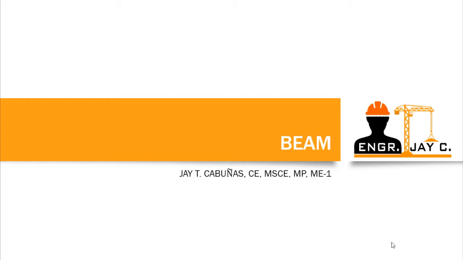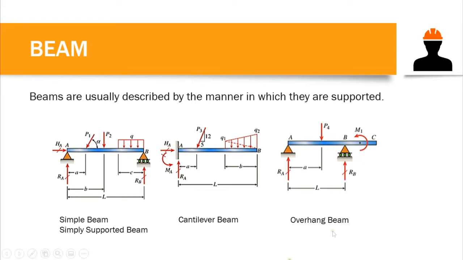Now, a beam has a different type of behavior or loading. A beam is subjected to different types of loads, and these loads act perpendicular or normal to the longitudinal axis of the structure itself. A beam is a horizontal structure and is usually described by the manner in which it is supported.